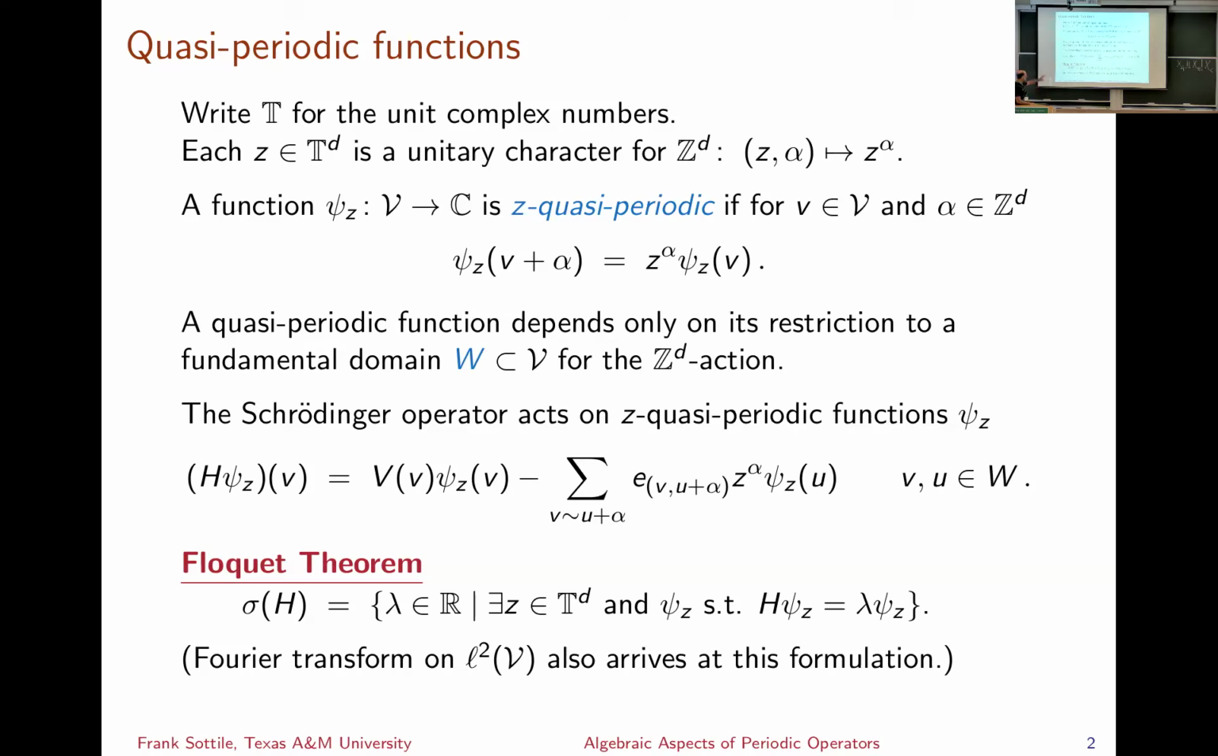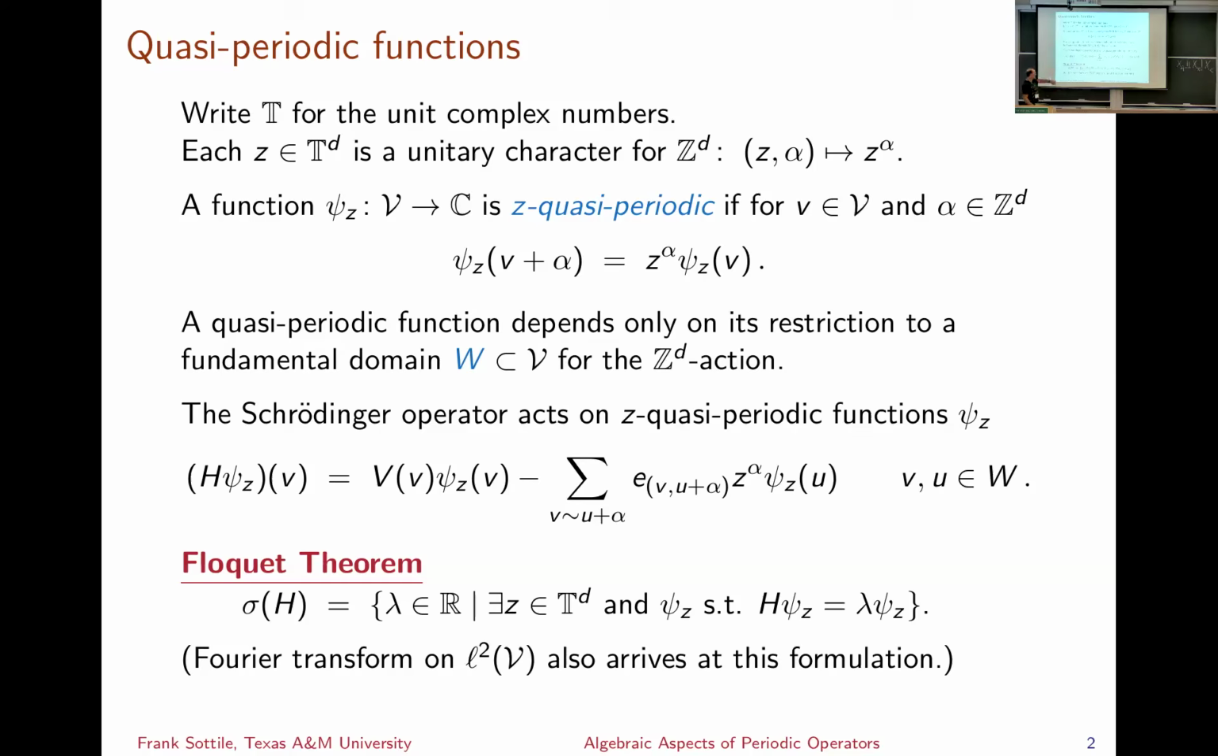Okay, so I'm calling this the Floquet theorem. I don't know what it's called, but it says that you get the spectrum. So these are just these quasi-periodic functions. It depends upon the point z, and the spectrum is a set of real numbers. There's some z and some quasi-periodic function which is an eigenfunction for this. So you collect up all possible eigenvalues, all possible z's, and you get this.